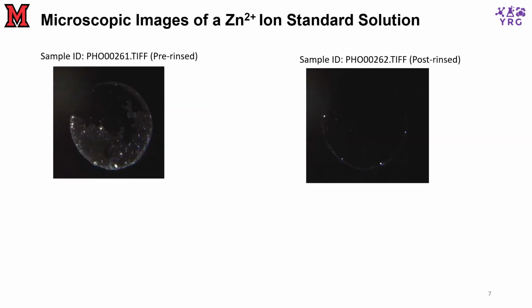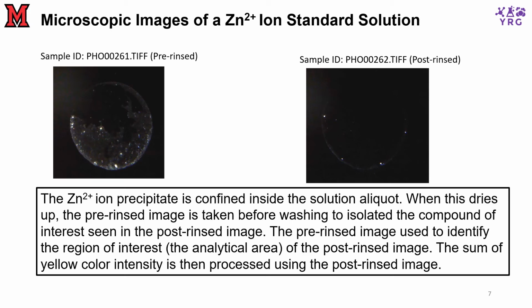For each ionic zinc standard solution, 2 images representing a pre-rinse image and a post-rinse image are given to students. The ionic zinc precipitate is confined inside a solution aliquot. When this dries up, the pre-rinse image is taken before washing to isolate the compound of interest seen in the post-rinse image. The pre-rinse image is used to identify the region of interest of the post-rinse image.